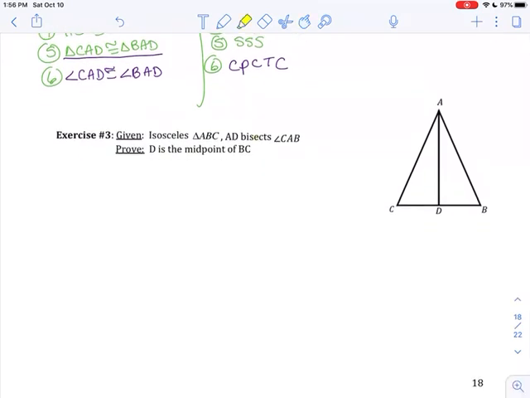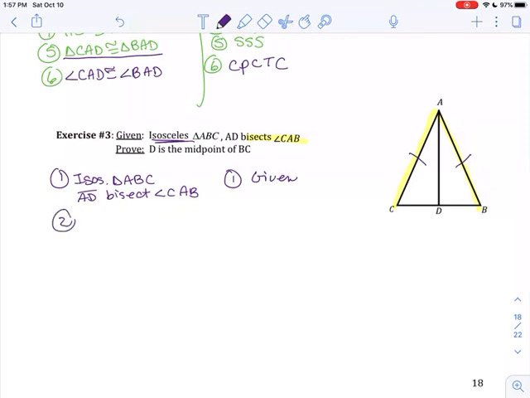All right, and then this last one right here. Given isosceles triangle ABC, AD bisects CAB. So I'm bisecting this angle, and I want to prove that D is the midpoint. So I got my statements on the left, and I have my reasons on the right. Oh, that's AD bisects angle CAB.